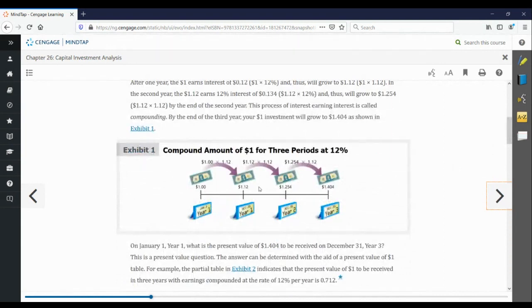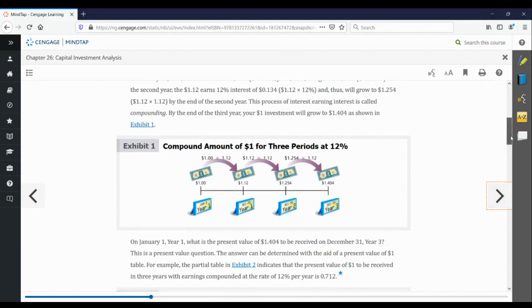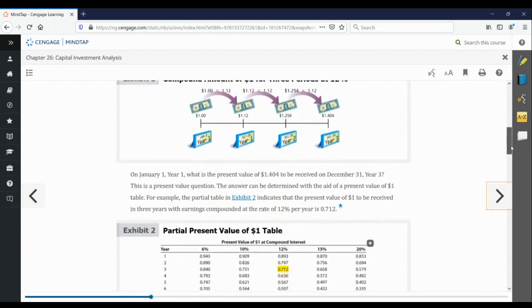They have shown that in this illustration here in Exhibit 1. So you can see that we originally had $1 and we multiplied it by 12%. It would end up being $1.12 at the end of the first year, and then we'd take that $1.12 and multiply it by 12% and add back the interest plus the investment at the end of year 2 would be $1.25. And then we would take that amount and invest it for another year, and it brings us up to $1.40. So that's a visual of what they're doing with compound interest.